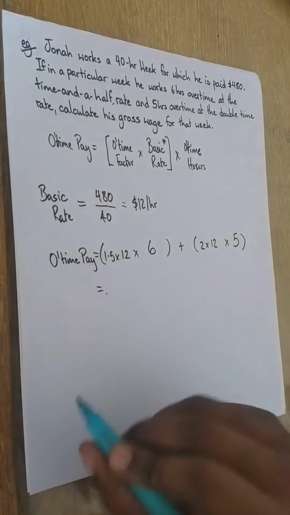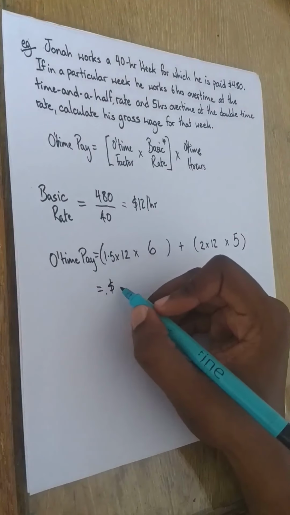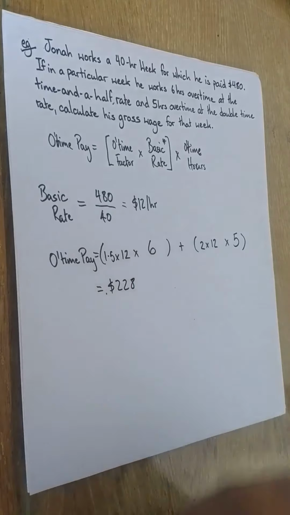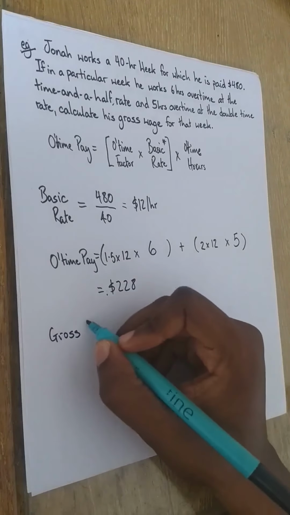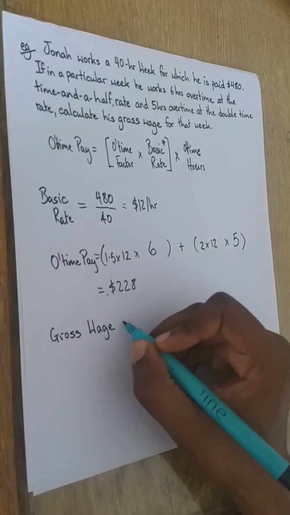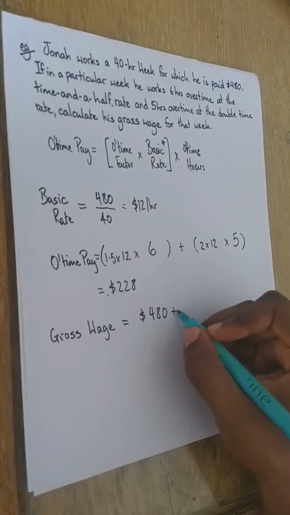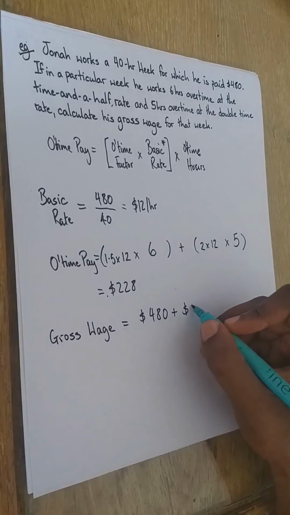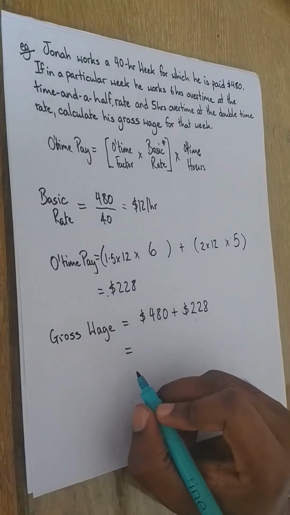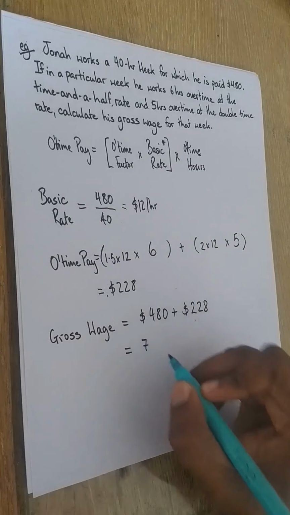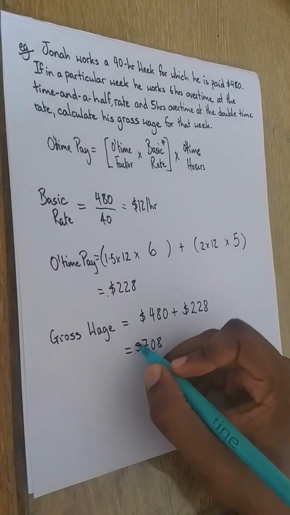When you combine the two solutions, you get $228 in overtime pay, which means that his gross wage, combination of the two, is $480 basic wage plus $228 overtime pay, which gives us $708 gross wage for the week.